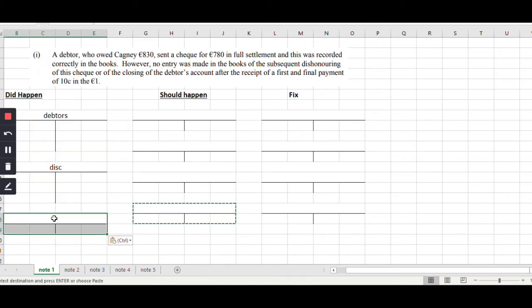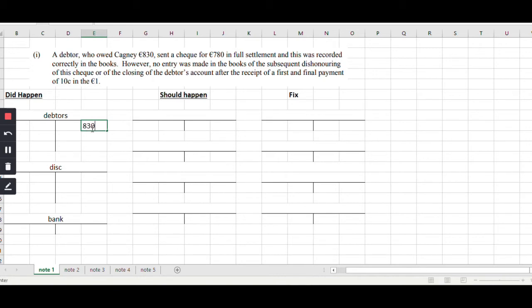So what happened was, and this is where you need quite a good knowledge, debtors would have reduced by 830. There would have been discount of €50, and the bank would have been debited by 780.